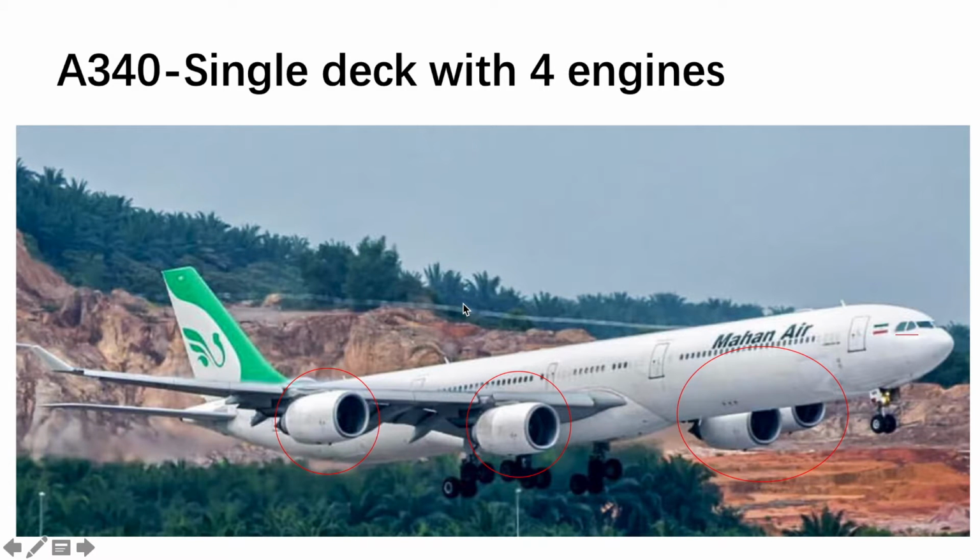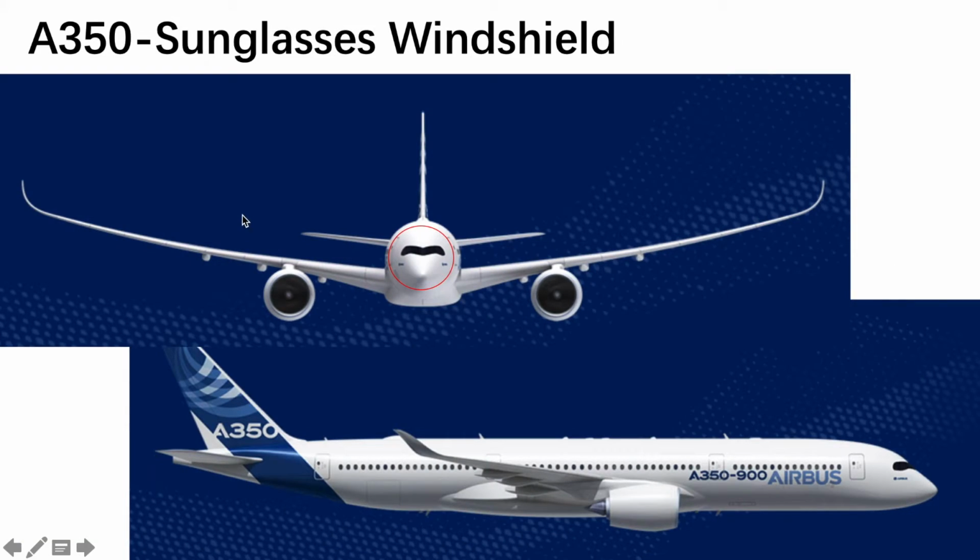For A340, you can't go wrong with this one because it has a flat windshield, single deck, but with four engines. If you see flat windshield, single deck, and four engines, that's A340. For A350, it has a sunglasses windshield, as I mentioned in A330neo, and the shape of the fuselage is very elegant and unforgettable. You can't go wrong with this one. It also has two pairs of landing gears.